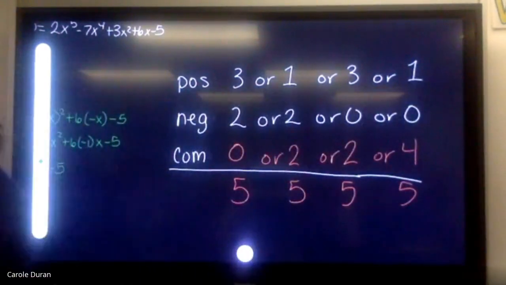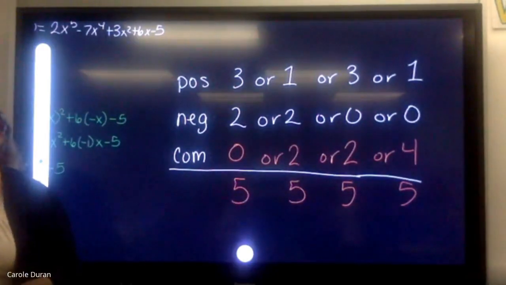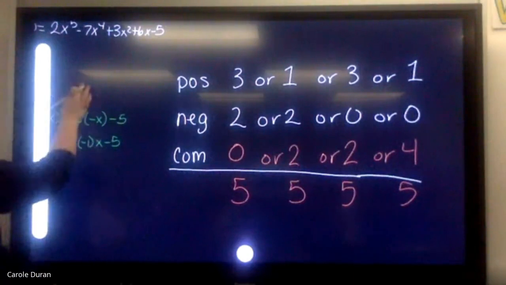So then our last theorem is called the first theorem for bounds of real zeros of polynomials.